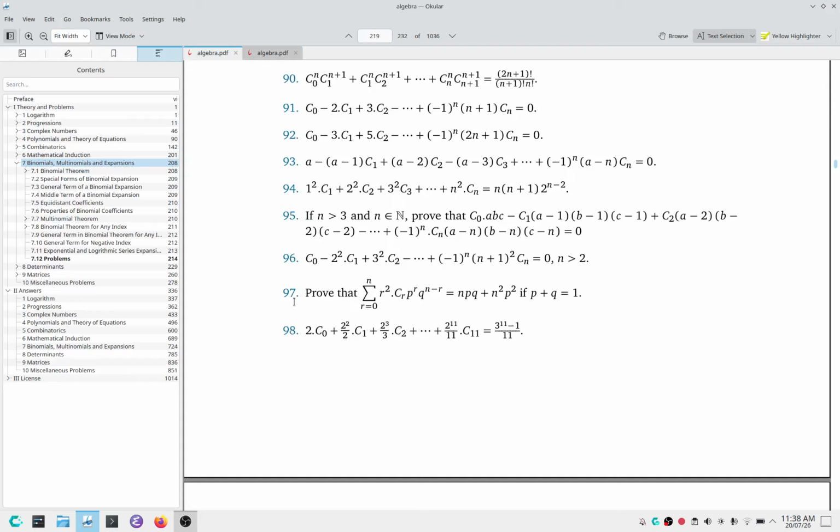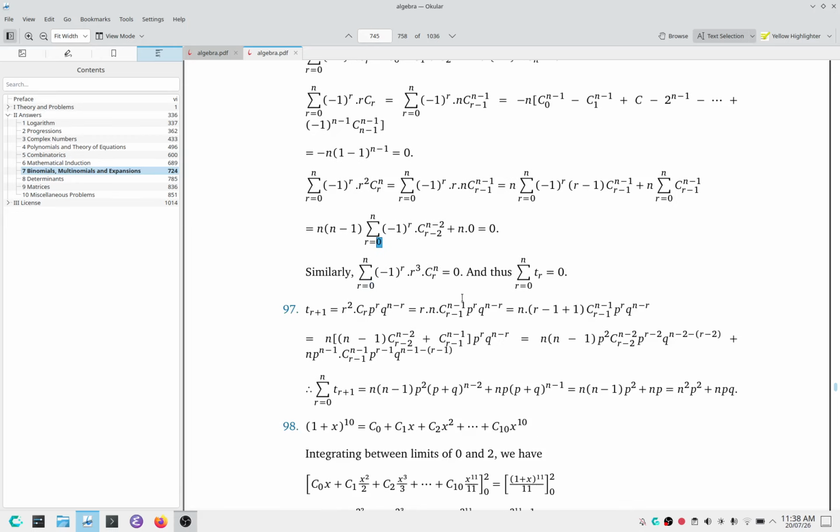Now we move on to question 97. Prove that sigma r = 0 to n, r square times nCr p^r q^(n-r), is equal to n p cube plus n square p square, if p plus q is equal to 1.